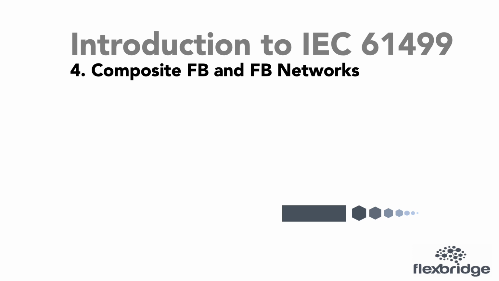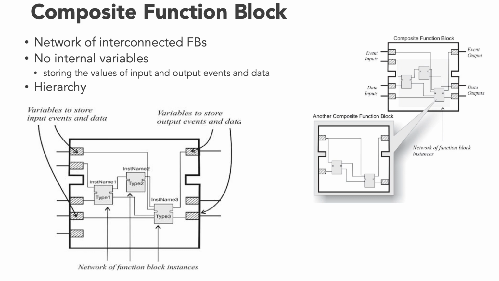So now let's see what are the composite function blocks. A composite function block is the same as a basic function block, a component that contains some code in it, but the code is not represented in the form of algorithms or execution control chart. Its functionality is defined as a network of other function block instances.